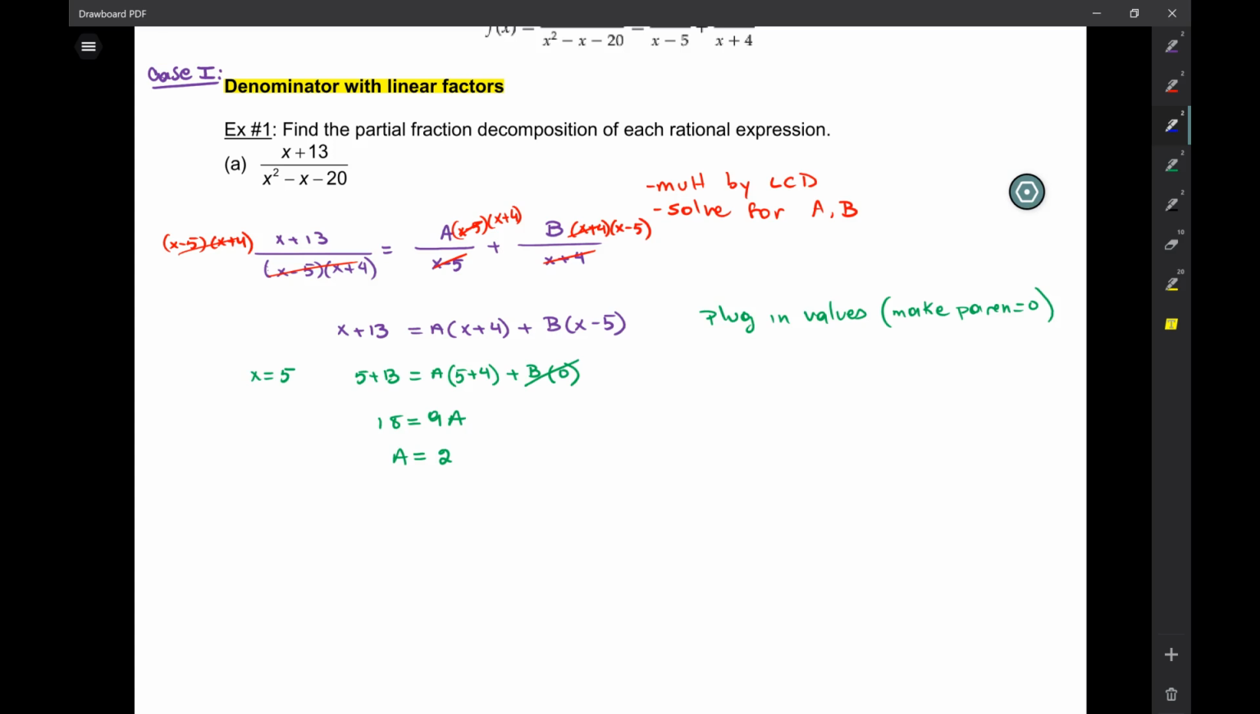Okay, so now, what would have made this 0? -4. So let's choose -4. And then I get -4 plus 13 equals A times 0 plus B times -4 minus 5. So here I get 9 equals -9B. Okay? So B is -1.